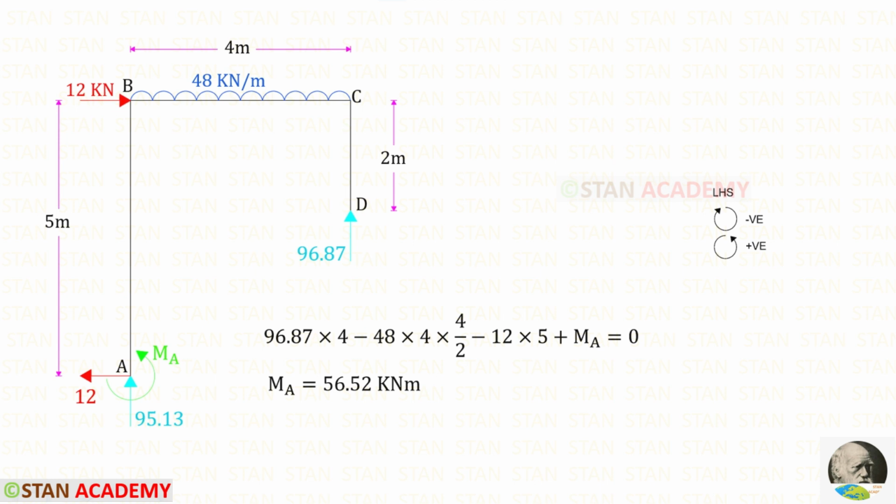Let us assume that MA is a hogging moment, so it will be acting in the anticlockwise direction. In this case, it will be positive. For MA, we will get a positive value. That means our assumption is correct. MA is a hogging moment.